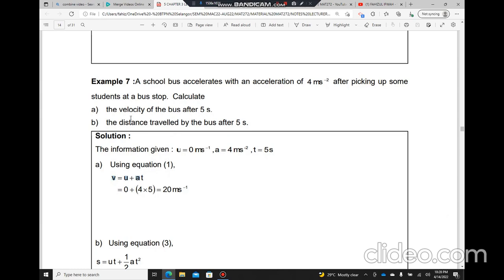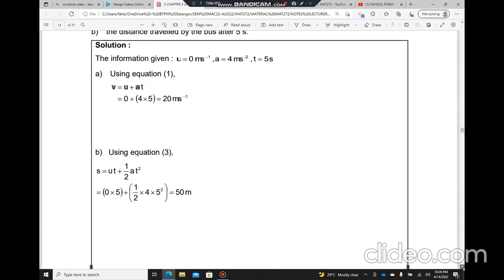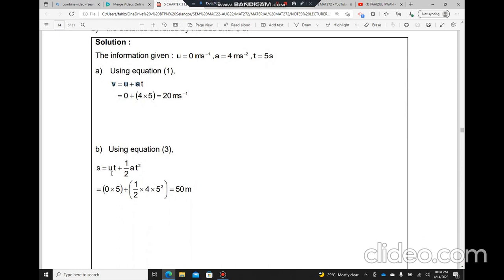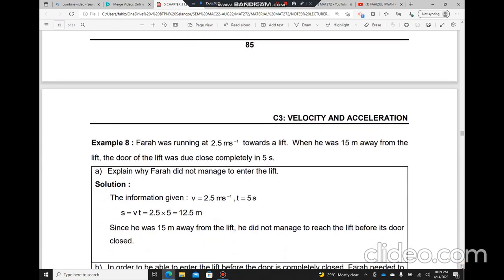Then the distance travelled by the bus after 5 seconds. Distance travelled means S. So U is 0, 0 times 5, plus 1 over 2, the acceleration is 4, times 5 squared. So this one, next example.